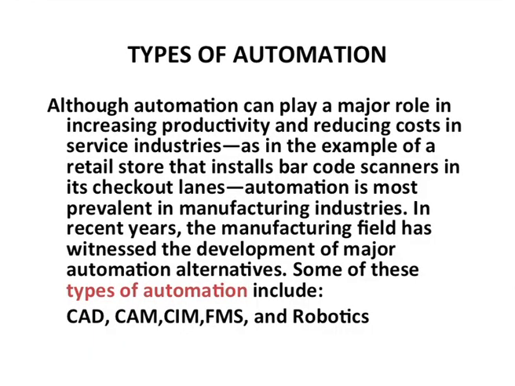Automation has different types. Automation can play a major role in increasing productivity and reducing costs in service industries, as in the example of a retail store that installs barcode scanners in its checkout lanes. Automation is most prevalent in manufacturing industries. In recent years, the manufacturing field has witnessed the development of major automation alternatives. Some of these types of automation include CAD, CAM, CIM, FMS, robots, etc.